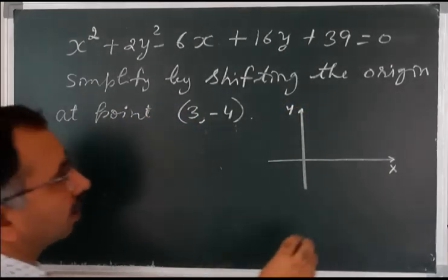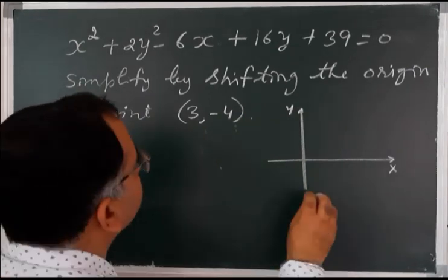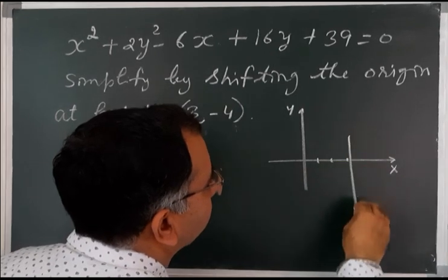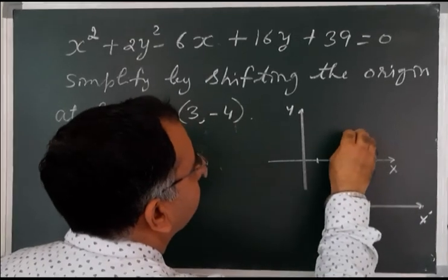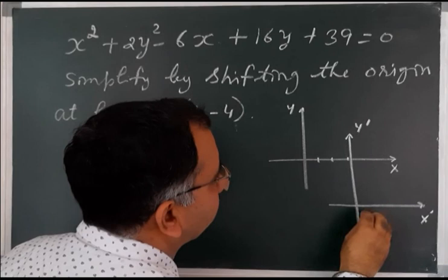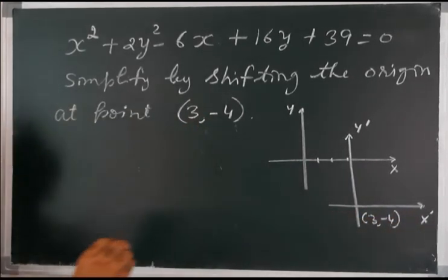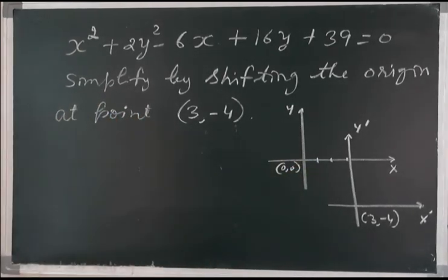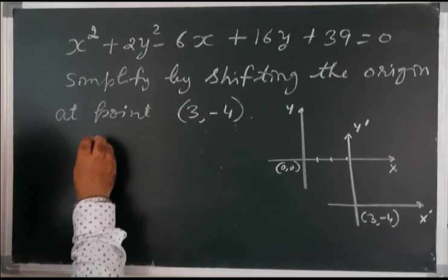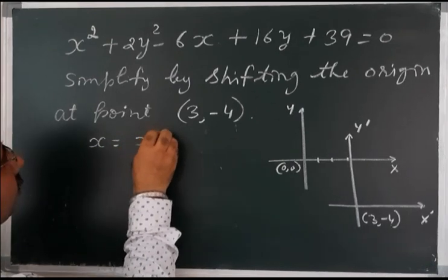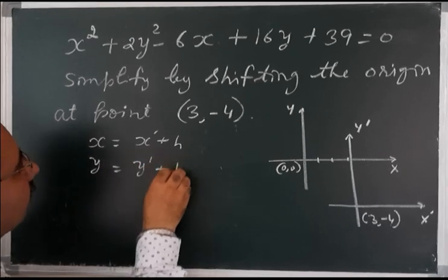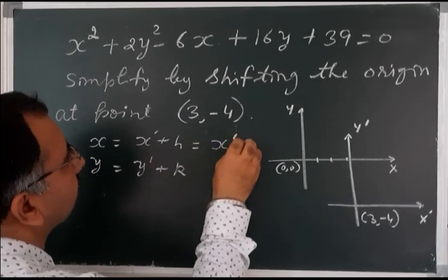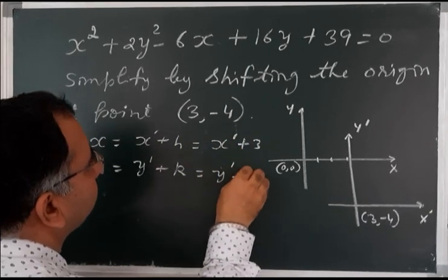The old coordinate system is this, and I have shifted the coordinate system to the new point (3, -4), 3 units to the right and 4 units below. So this is the point where I have shifted. The new coordinate system is x dash, y dash. So this point is (3, -4) and this point is (0, 0). The relation between the new and old coordinate system, as we have just seen, is x equals x dash plus h, y equals y dash plus k. Here h, k are 3 and -4. So I substitute: x is x dash plus 3 and y is y dash minus 4.